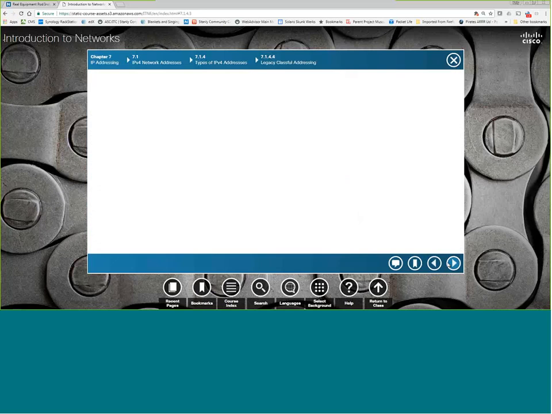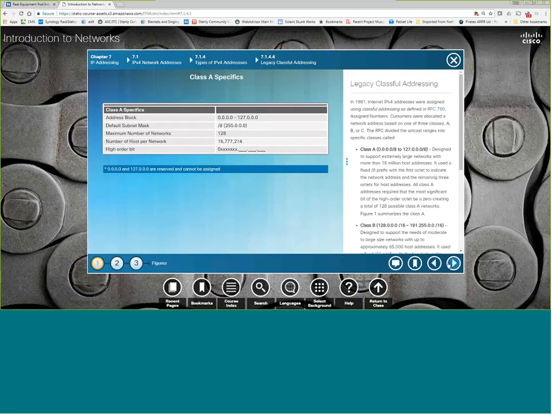Now, let's talk about legacy addressing versus our current classless addressing. Back in the old days, when they first came up with IP addresses, there were classes of addresses, and there still are technically classes of addresses. We just don't use them because we now just use prefixes. In the old days, though, we had roughly five classes: class A, B, C, D, and E.